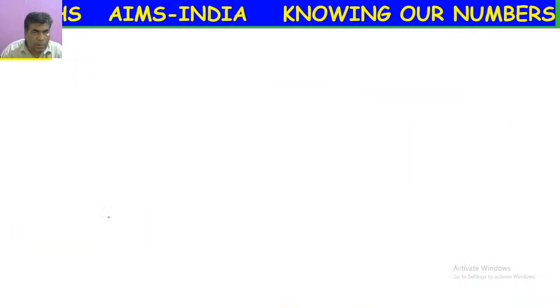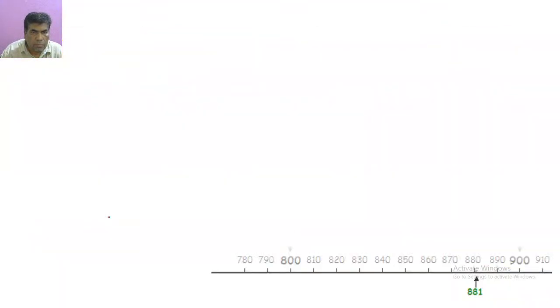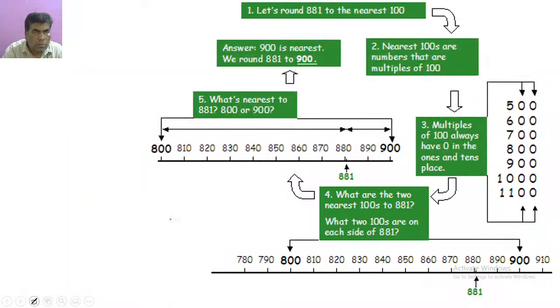Let's see another example. What is the given number here? 881. 881 is the given number.